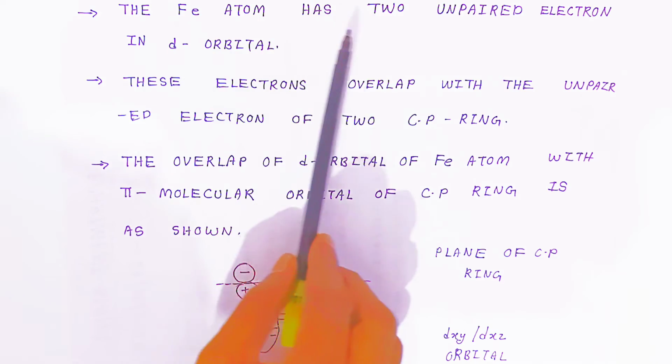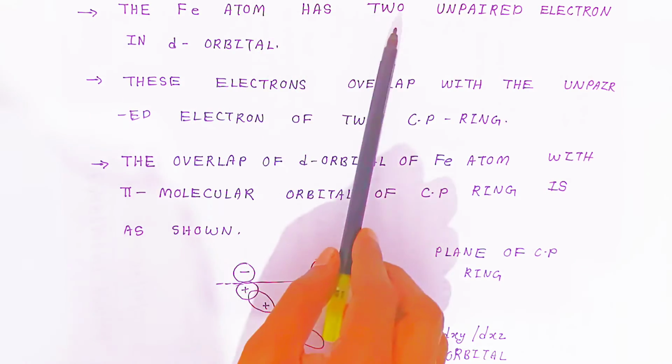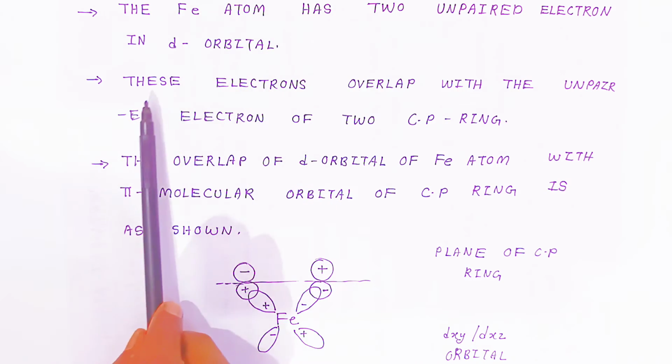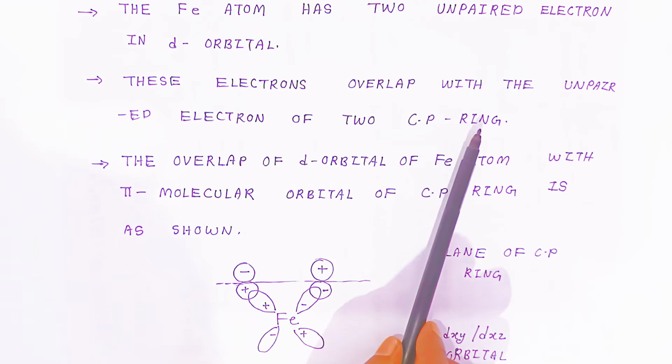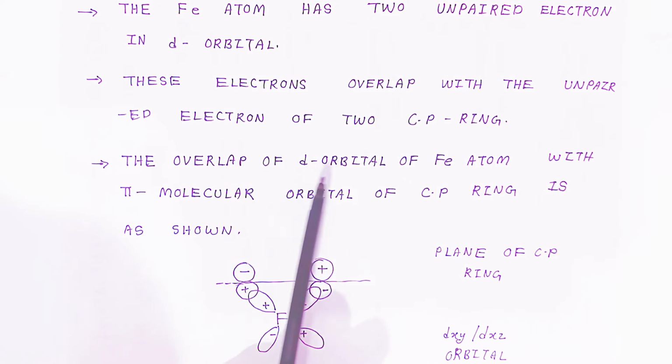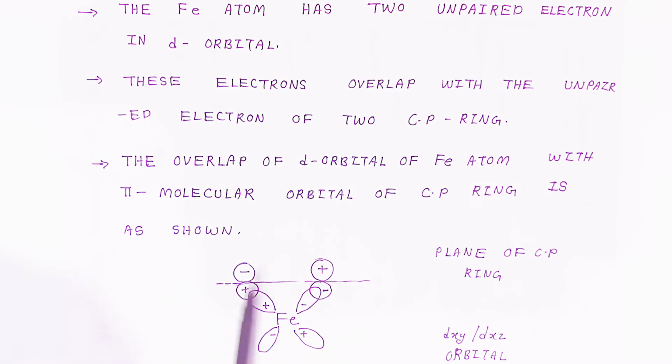The iron atom has two unpaired electrons in d orbitals. These electrons overlap with the unpaired electron of the two cyclopentadienyl rings. The overlap of the d orbitals of the iron atom with the pi molecular orbital of the cyclopentadienyl ring is shown like this. Understanding, students? So this is the iron and these are the cyclopentadienyl rings. This way they will overlap.